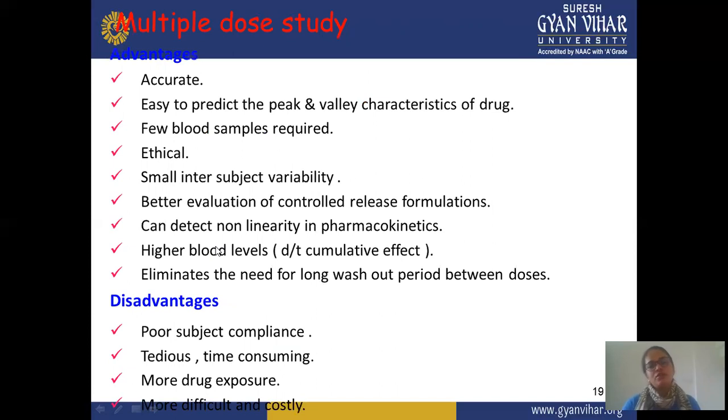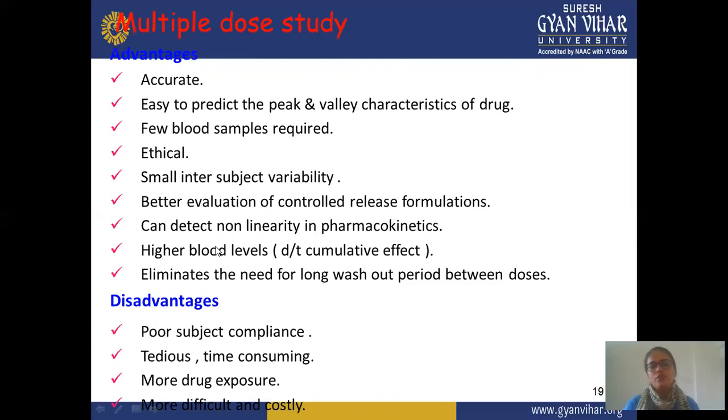Next is the multiple dose study. The advantages of this multiple dose study: first, it is accurate. You get more accurate results by this multiple dose study than by a single dose study. It is easy to predict the peak and valley characteristics, means you can easily predict the peak, and few blood samples are required. Very few blood samples are required. Next is ethical: the inter-subject variability is small. Variability is also small, or small inter-subject variability is observed.